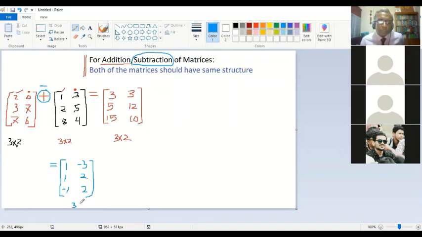Okay. So this is how we do the addition and subtraction. A very, very simple process. And this is the condition: if you do not have the same structure matrix, you cannot add or subtract. So this is done. Any question from this? No, sir.